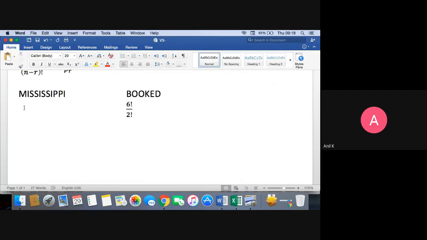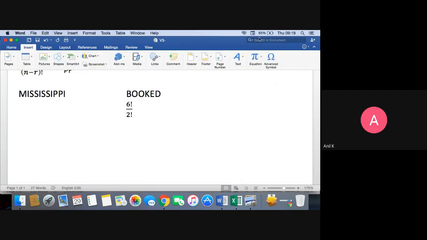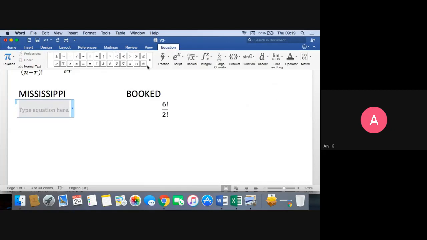But if I come to the word Mississippi, how many letters are there in Mississippi? 4 plus 4, 8 plus 3, 11. So here I have 11 letters in the word Mississippi. So I can put it as 11 factorial. Can anyone tell me what comes in the denominator?